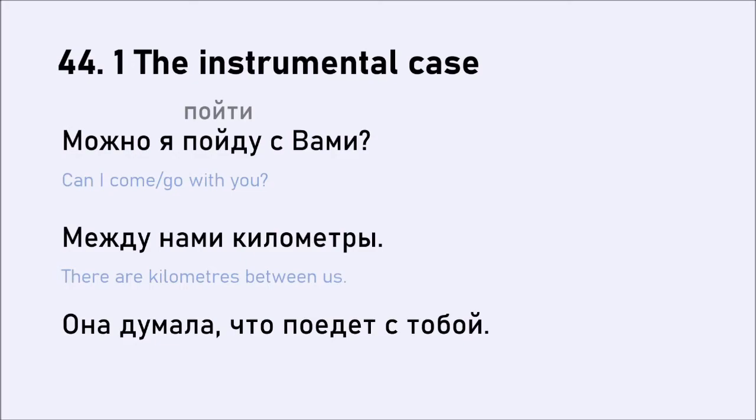Что поедет с тобой. Что, as you know from lesson 37, is a conjunction. It means that. And then поедет, again, this is very similar to the first sentence. This time we're not going by foot, but we're going by vehicle. Well, not we, but she. So she thought that she will go by vehicle with you.